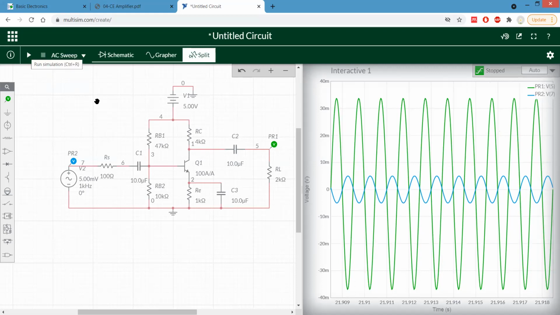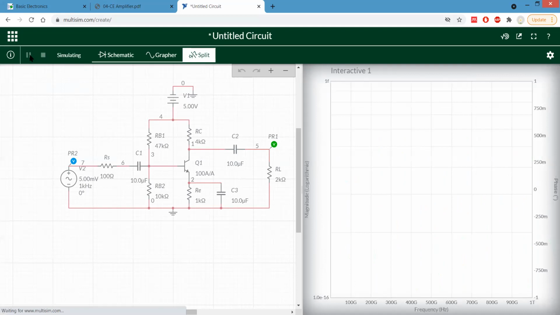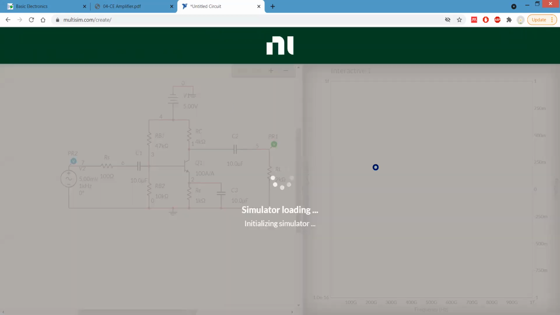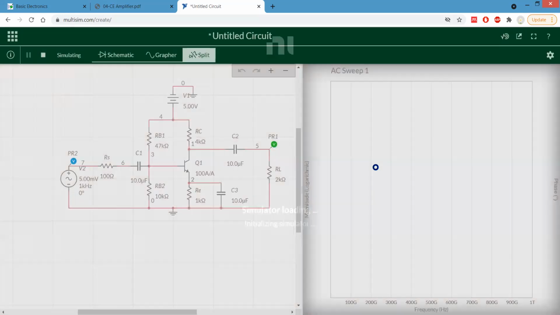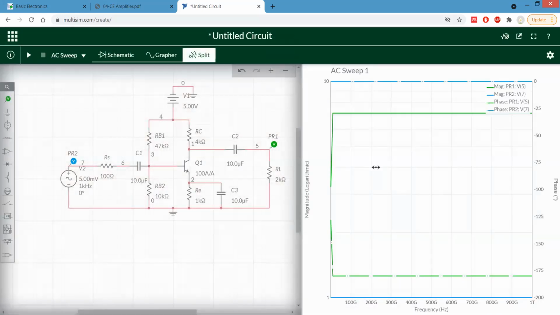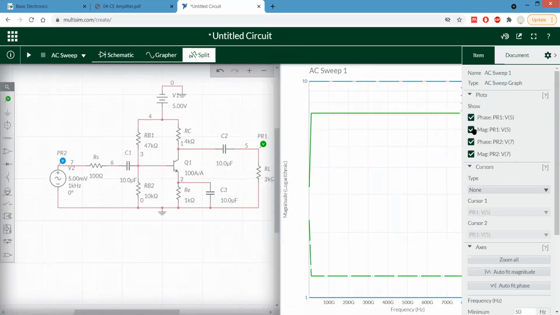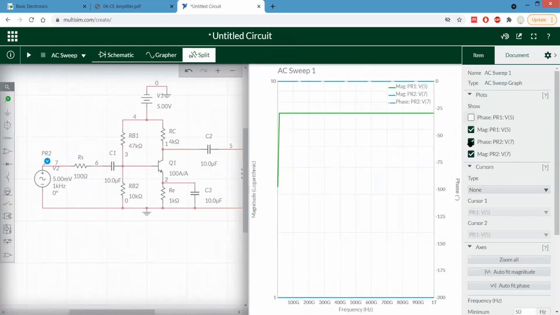Okay, and for AC sweep, I think it will take the automatic value, and we will have the exact bandwidth nature. Means again, still we are not having that exact nature. I don't know why it is happening in this way.